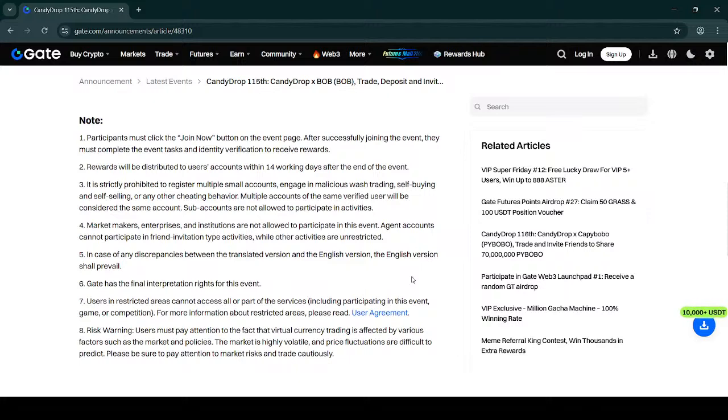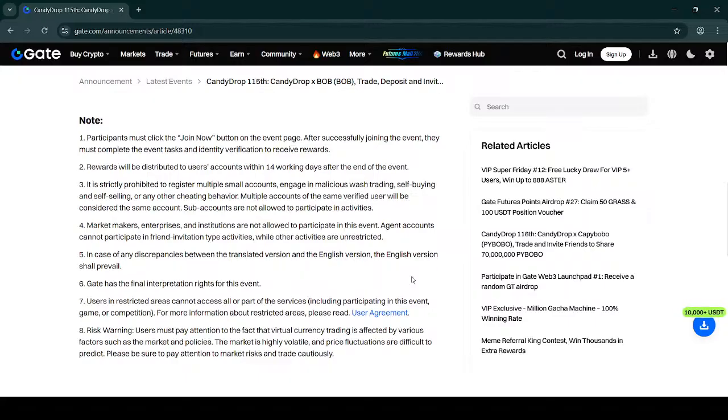Market makers, enterprises, and institutions are not allowed to participate in this event as an account, and cannot participate in the friend invitation-type activities. In case of any discrepancy between the translation and the English version, the English version shall prevail, and Gate will have the final interpretation. Users in restricted areas cannot access all of the services, including participating in this event, the game and competition. For more information on restricted areas, please read the user agreement.